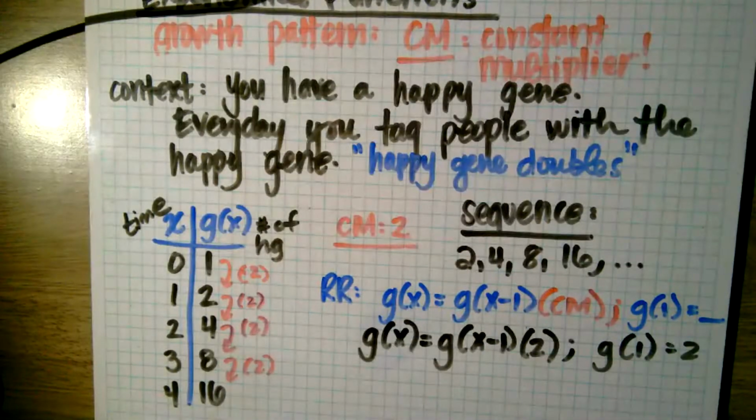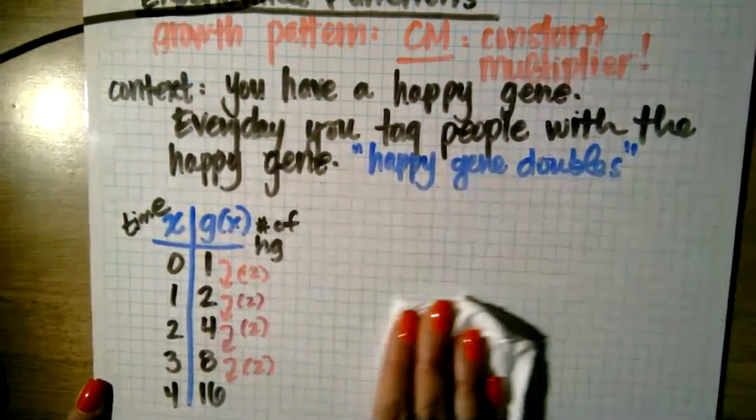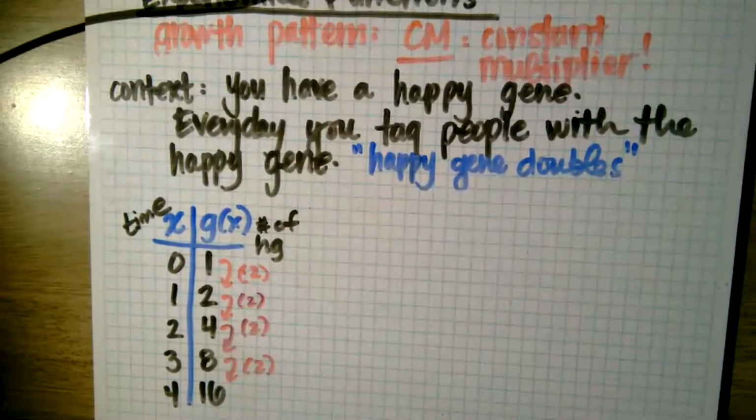So far, so good, I hope so. So now, that's my recursive rule in my sequence. I'm going to go ahead and now build my explicit rule.